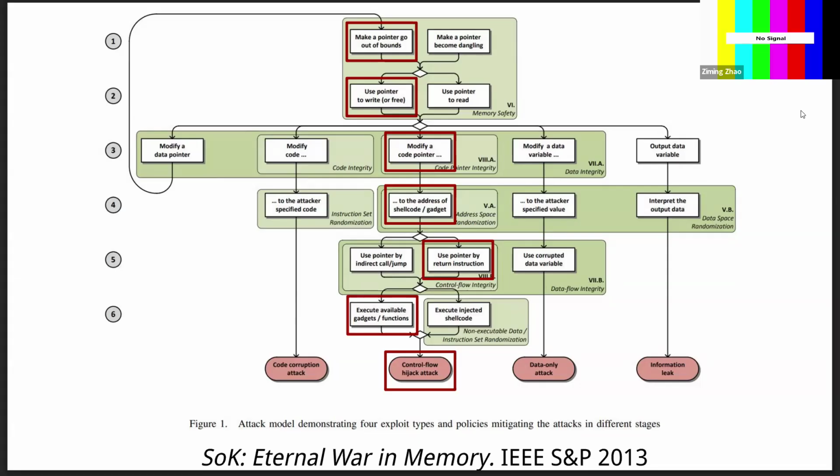So for what we just did, which pointer do we use? We make which pointer go out of bound in this attack? The reason we want to make a pointer go out of bound is that eventually we are going to use that pointer to write something, right?